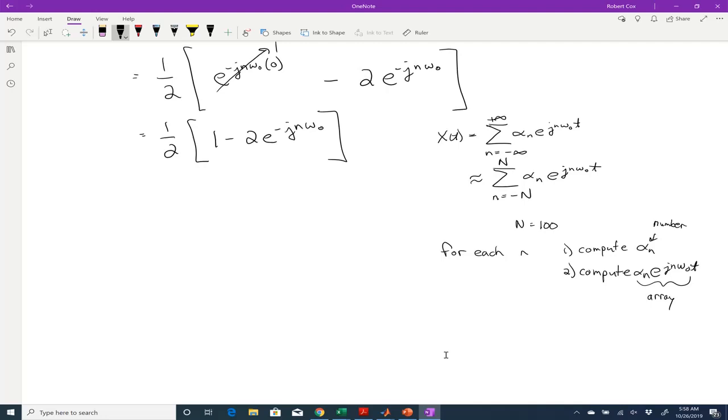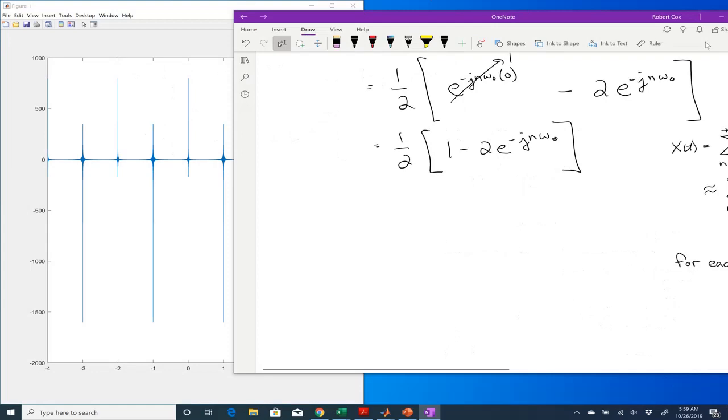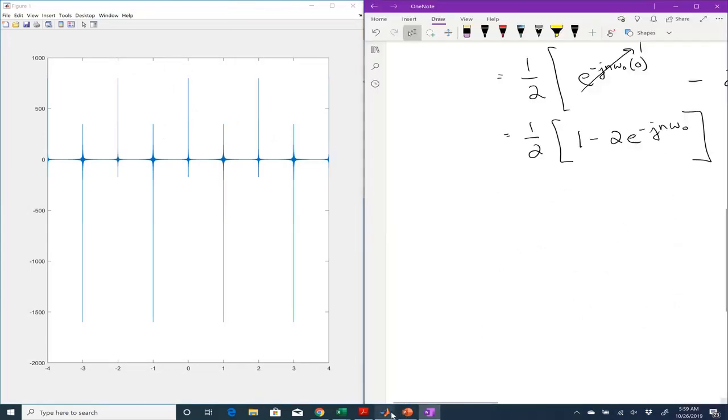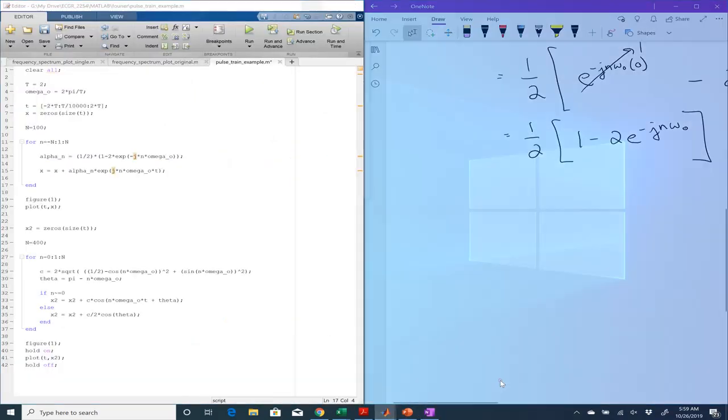And then basically I add alpha n e to the j n omega naught t to the rest of x. Okay, so the output of this will also be an array. Okay, so let's look at MATLAB code that will do that for us.